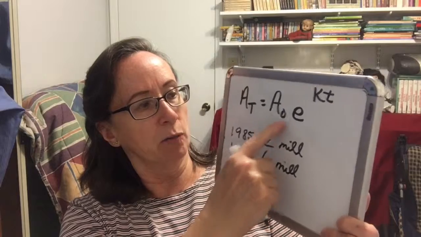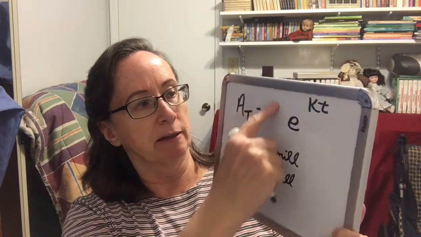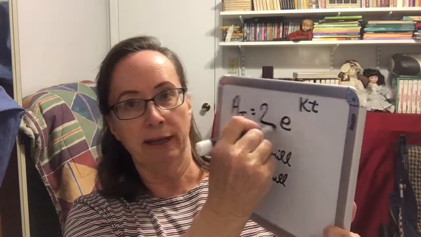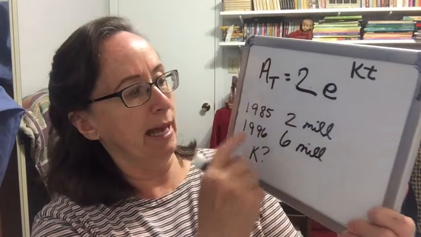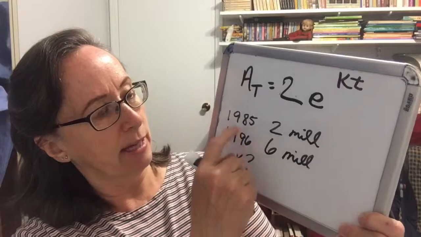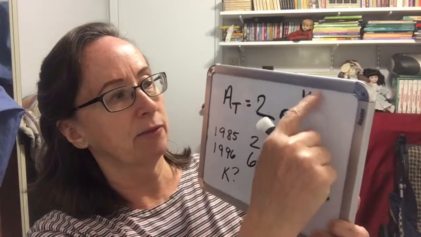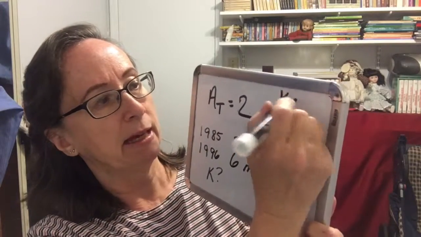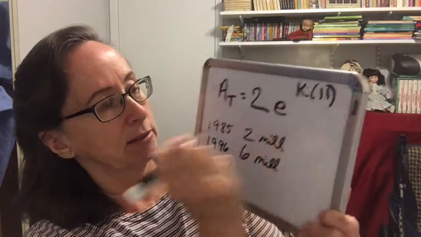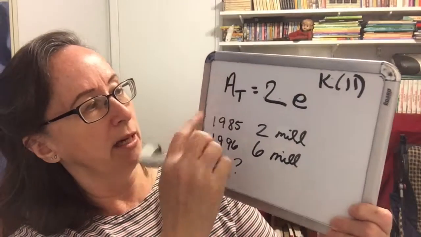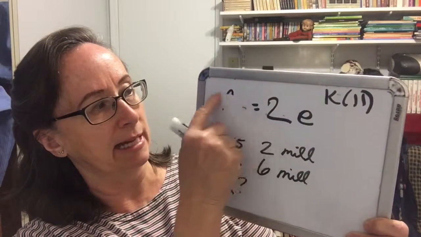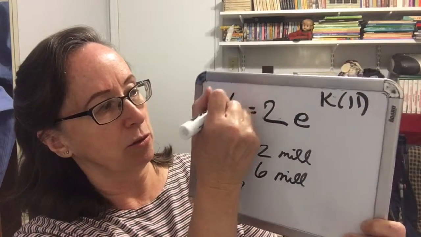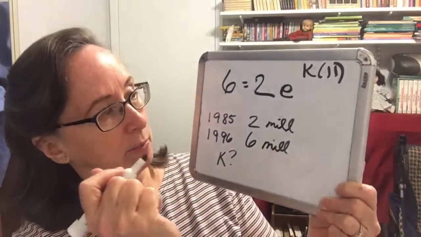So we're going to start with 2 million. So we're going to erase our A sub 0 and write in 2. We're going to put in however many years this is. So 85 to 96, that's 11 years. So we're going to take out the t. We're going to put in an 11. Okay, we know that the amount after all of this time went by was 6. So it got sold for $6 million.